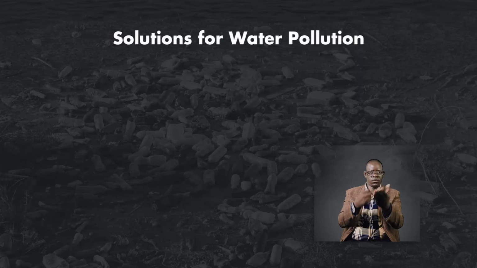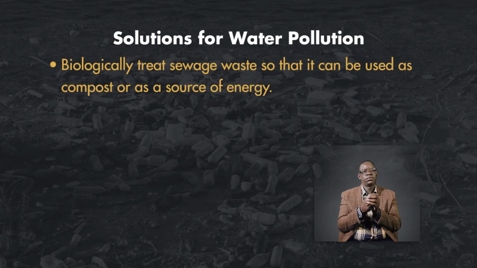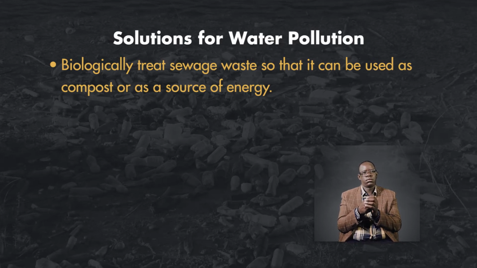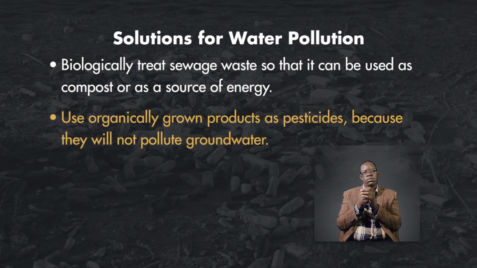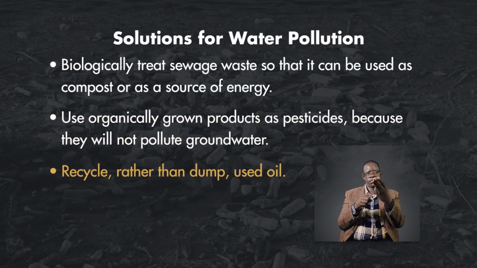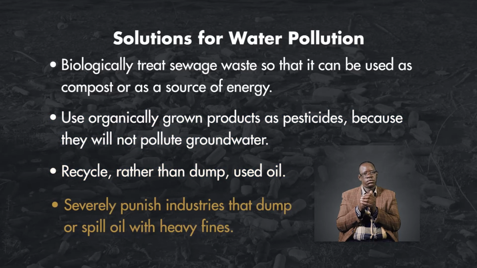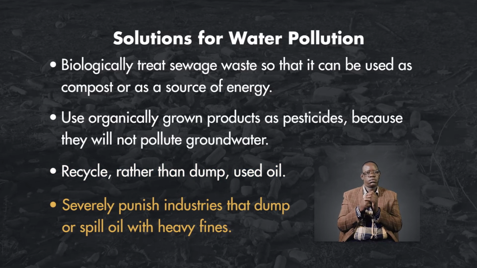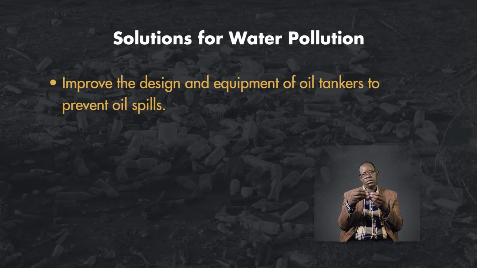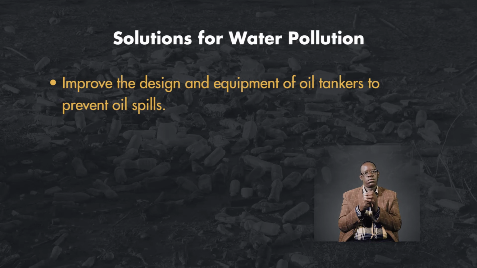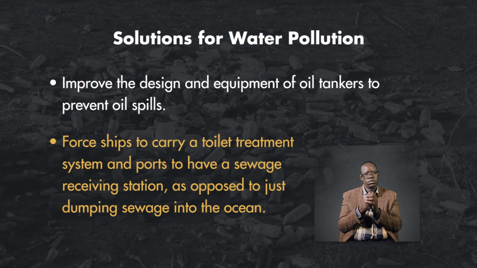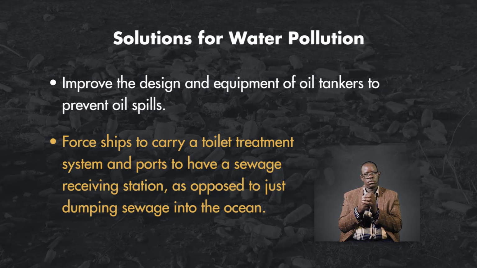Solutions for water pollution. We can biologically treat sewage waste so that it can be used as compost or as a source of energy. Use organically grown products as pesticides because they will not pollute groundwater. Recycle rather than dump used oil. Severely punish industries that dump or spill oil with heavy fines. Improve the designs and equipment of oil tankers to prevent oil spills. Force ships to carry a toilet treatment system and ports to have a sewage receiving station, as opposed to just dumping sewage into the ocean.